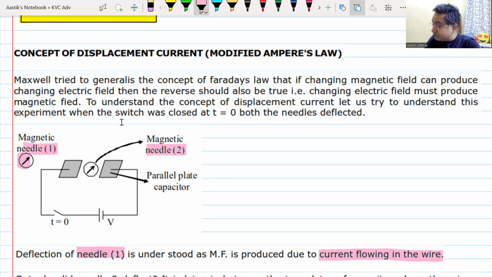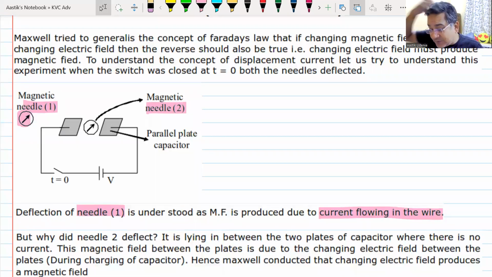The deflection in the magnetic needle between the plates is coming because the electric field between the plates is changing. Do we understand this? Yes, sir. And hence he concluded that a changing electric field with time also produces its counterpart, a magnetic field, and the entire puzzle gets solved. This changing electric field, we have understood in terms of charging of the capacitor. Wherever electric field is changing in time, it will give rise to a magnetic field. Do we understand this? Yes, sir.